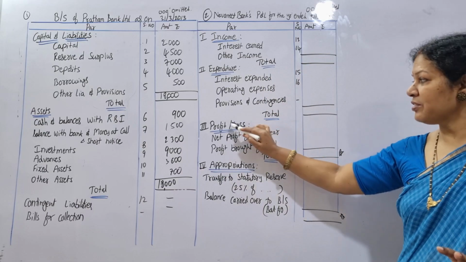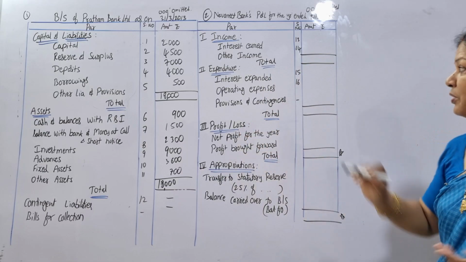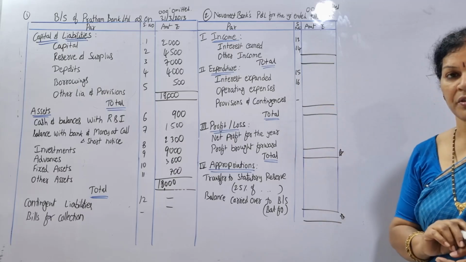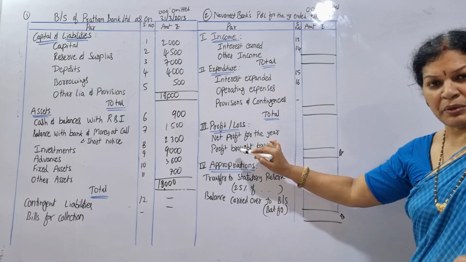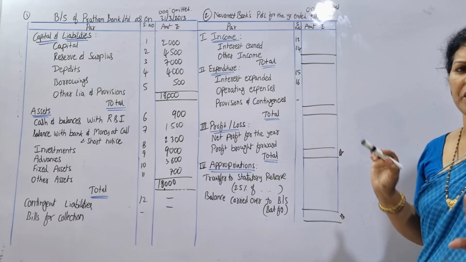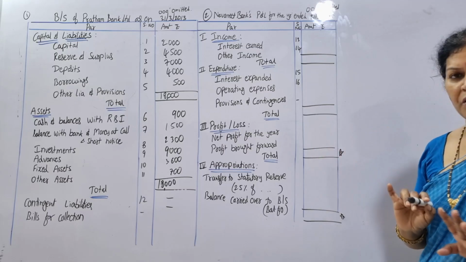Next, third one is here, profit or loss. How do you get profit or loss? Income minus expenditure, you get the profit. And sometimes other profit is given. If it is given, then we can write here. If not given, we can show it nil. So here profit or loss you are going to get.